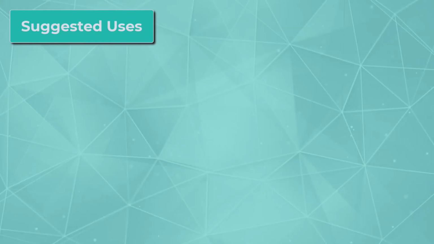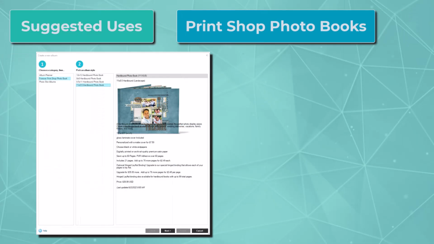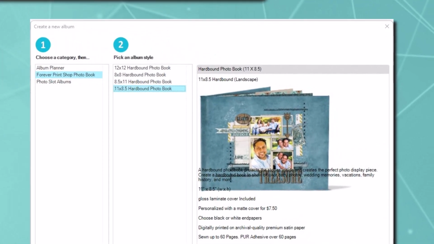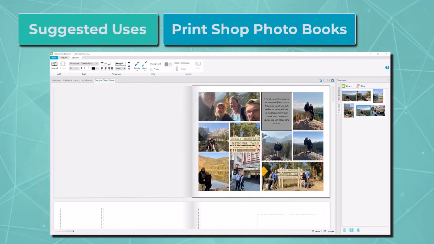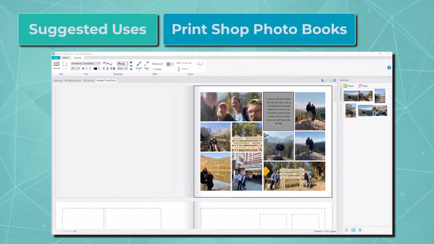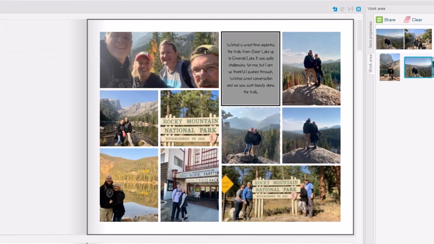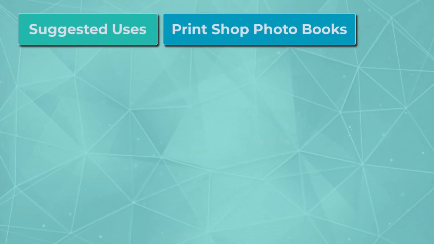Other uses: you can create a print shop photo book. This would be a very simple photo book with not a lot of options, but you can go straight from Historian to the print shop at Forever to order it. I'm not going to cover that today.